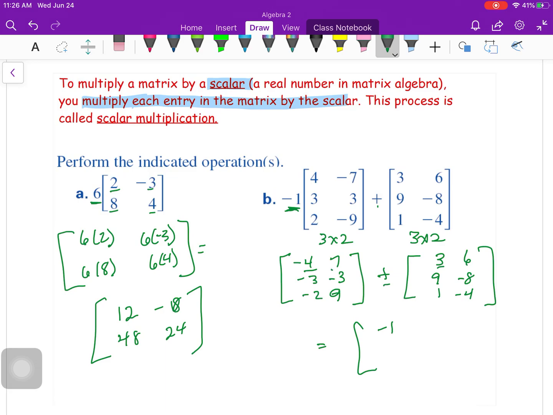So when I add that, -4 plus 3 is -1. 7 plus 6 is 13. -3 plus 9 is 6. -3 plus -8 is -11. -2 plus 1 is 3. And 9 plus -4 is 5.